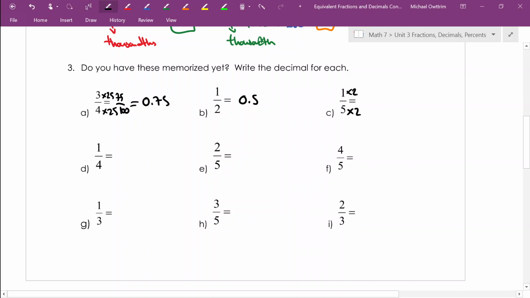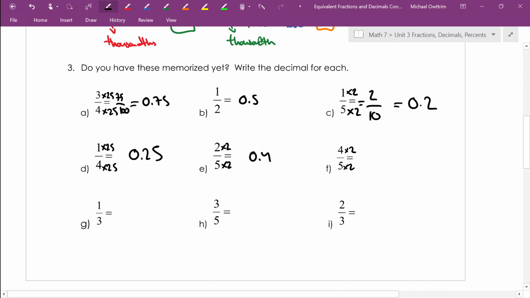For the fifths, we'll multiply by 2 to get tenths, and that'll be 0.2 as a decimal, 2 in the tenths place. With our 1/4, we're going to multiply by 25, and that'll give us 0.25, reaching the hundredths place. Multiply by 2 again, that'll give us 4 in the hundredths place.